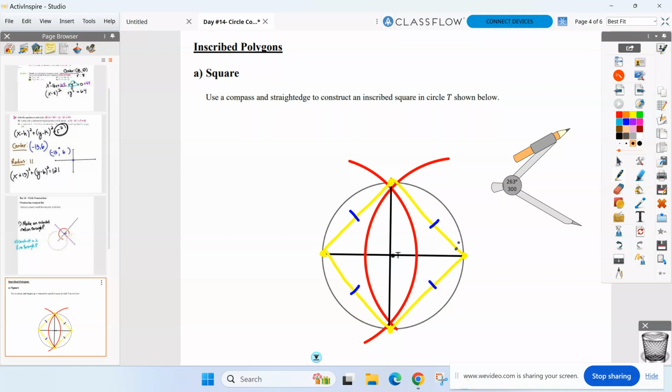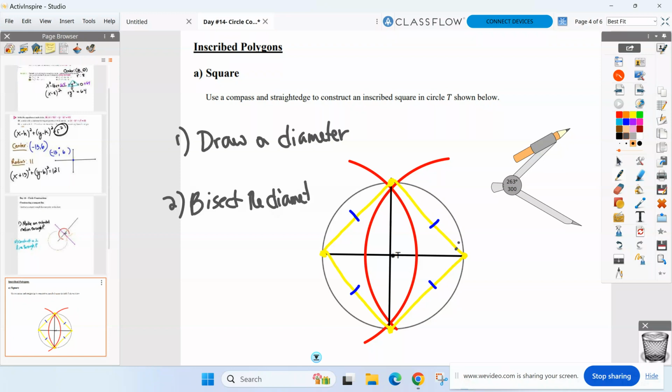Okay? So steps real quick so you don't forget. What was the first thing we did before we even picked up a compass? Draw a diameter. That cut it up into two. Then what do we do to the diameter? It's only two steps. We bisect the diameter. There you go. Draw a diameter, bisect it.